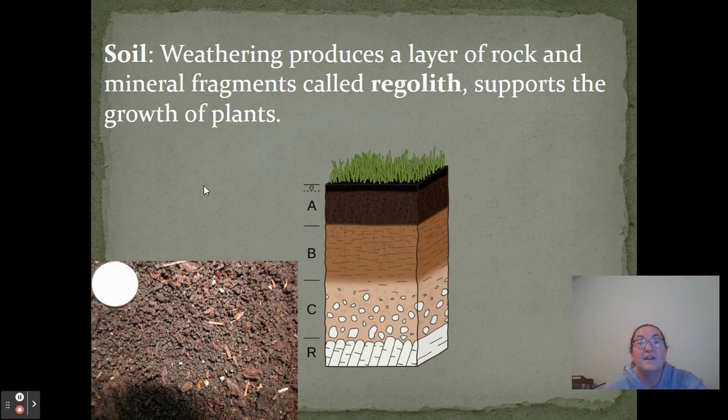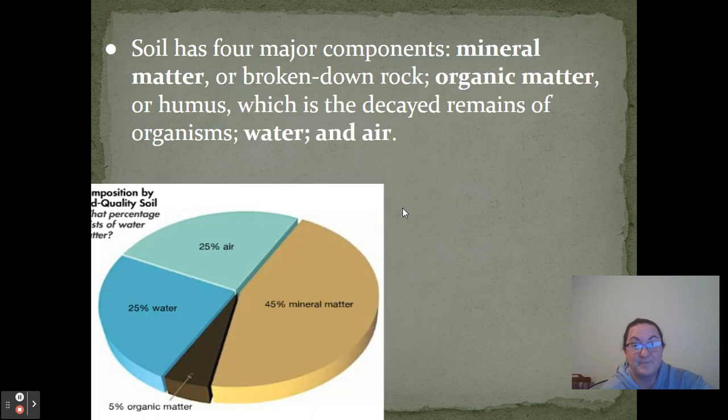Soil. Now, basically breaking down these rocks creates our soil, along with dead plants and animals. Soil is the weathering that produces layers of rocks and mineral fragments called regolith, which supports the growth of animals. And we also have to have the organic side to it. But soil is basically all the rocks and minerals coming together, broken down from the rocks.